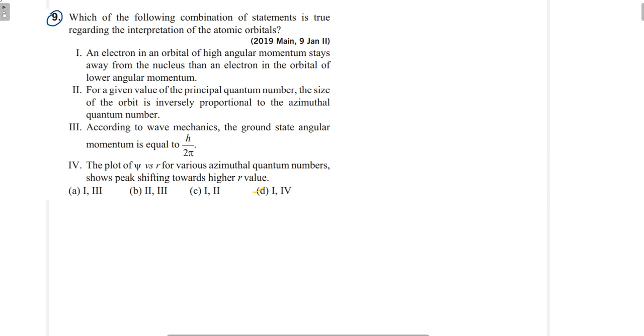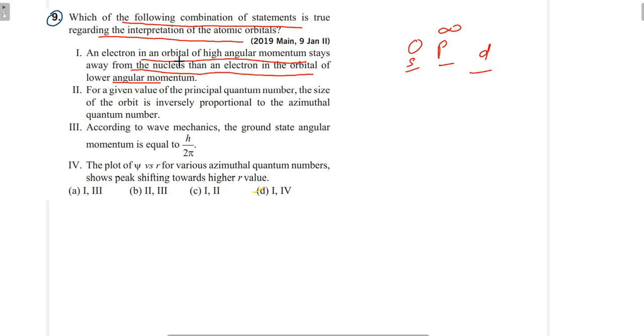Question number 9. Which of the following combination of statements is true regarding the interpretation of atomic orbitals? Atomic orbitals, s orbital, p orbital, dumbbell shape, s p d. So regarding these orbitals, which statements are correct? An electron in an orbital of higher angular momentum stays away from the nucleus than an electron in an orbital of lower angular momentum. Suppose higher angular momentum means l equals 1, l equals 0 is there. So s orbital, p orbital, one electron in this, one electron in this. Now an electron in an orbital of higher angular momentum stays away from the nucleus. Obviously we know that p orbital is away from the nucleus than s orbital.